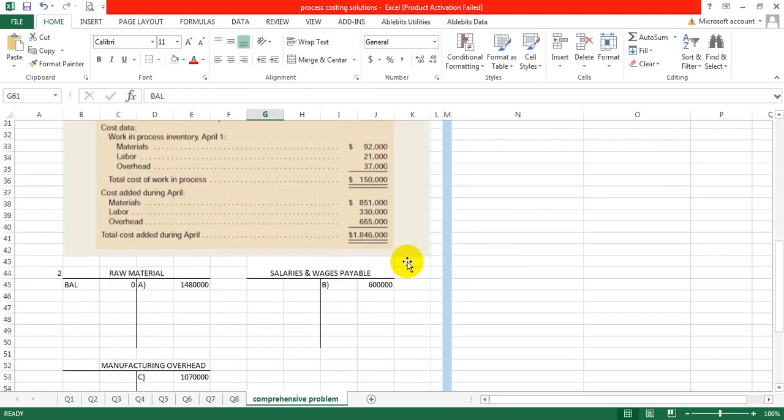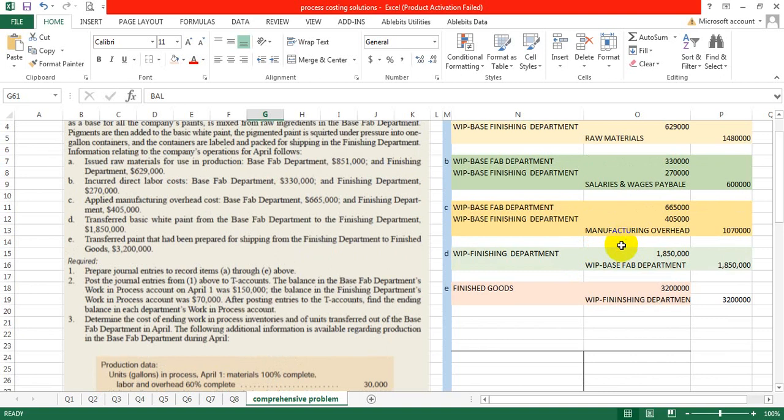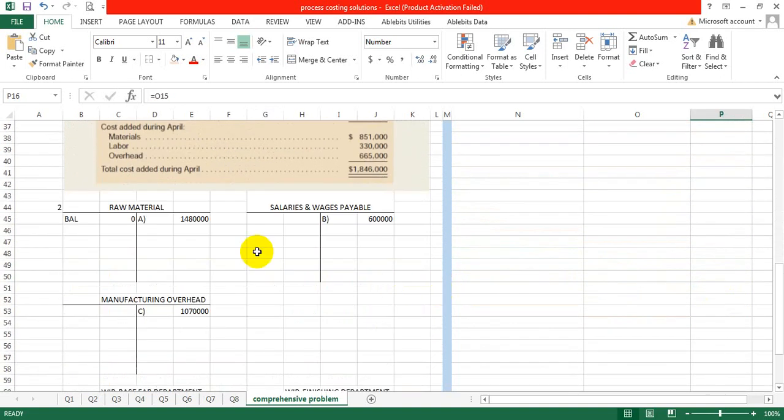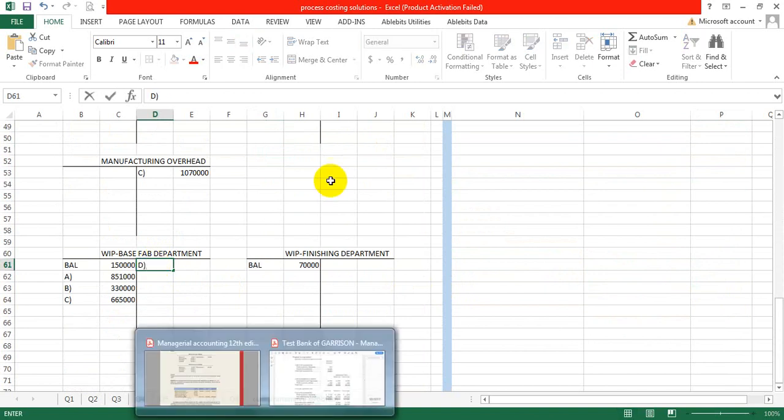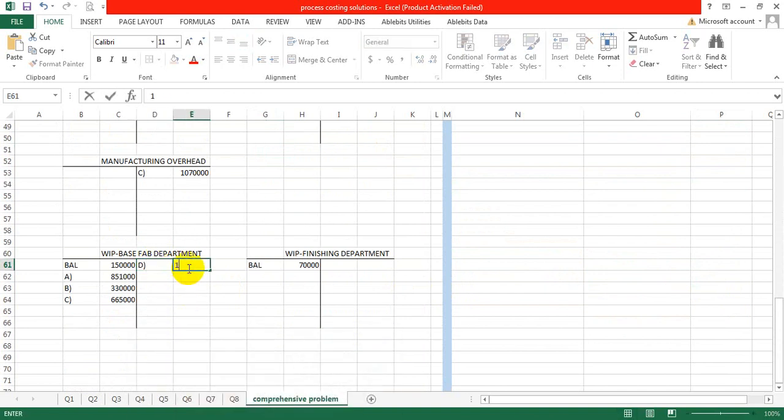We will add this value, right? Okay, and what else happened? Base fab credit with 18,50,000. Okay, we will credit this also. In transaction D, what happened? Oh sorry, not 1 lakh, 18,50,000 is credited.